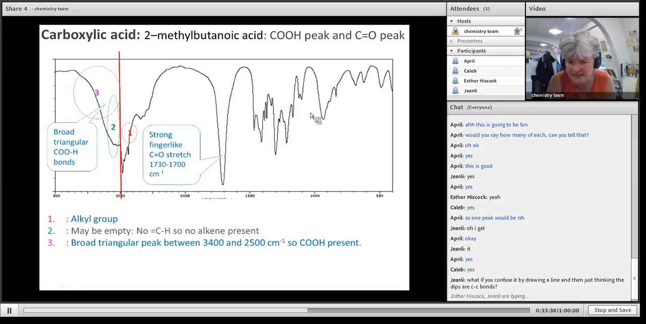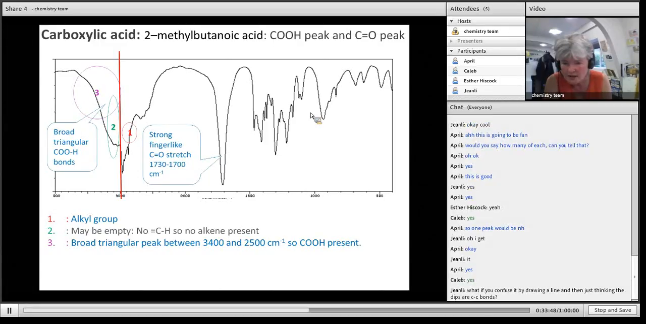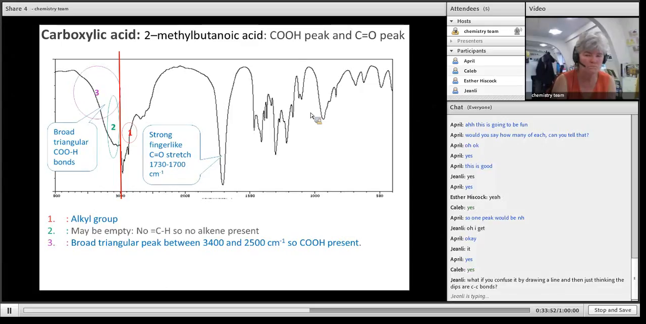Now, John says, what if you confuse it by drawing a line and then thinking that they're CC bonds? I'm not too sure what you mean there, so I'll let you type it out again. Sorry.